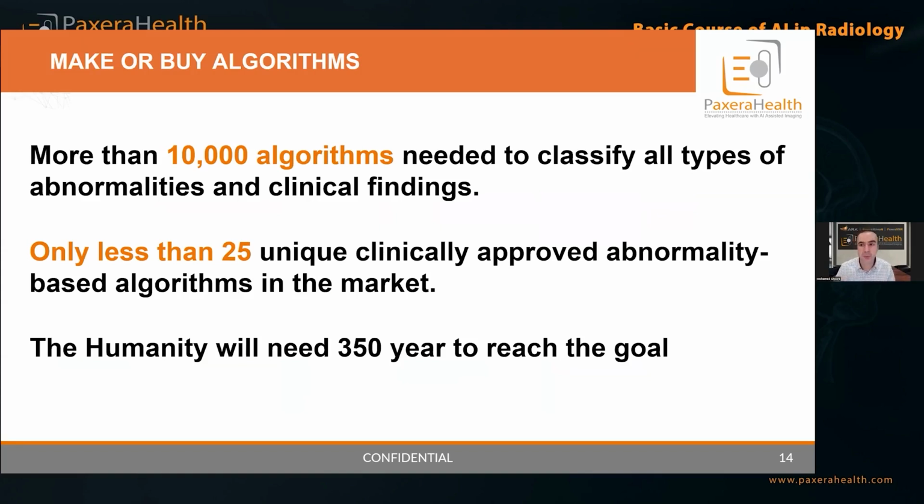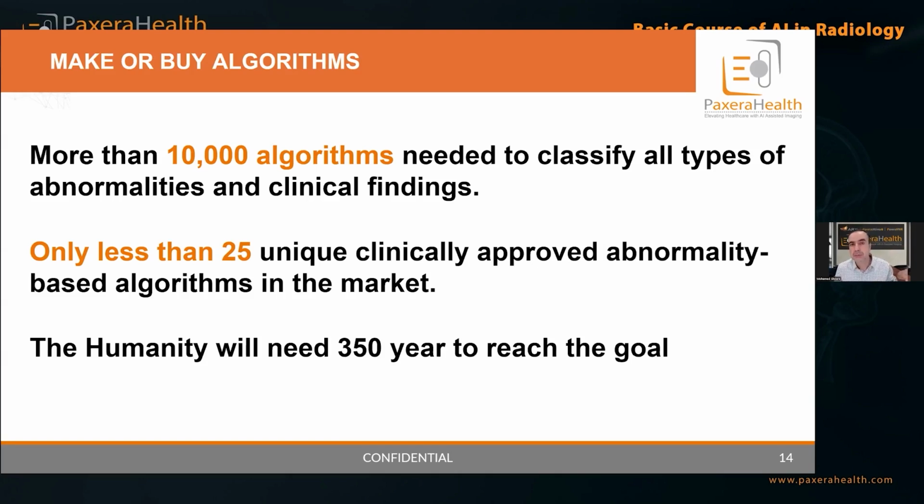But what about the rest? We still have a lot of applications, a lot of findings, a lot of abnormalities that we need to tackle. How are we going to tackle that? We're talking about at least 10,000 algorithms that need to be created. How are we going to create that? Nobody knows, right? We have, let's say, 50 or 100 commercially available.